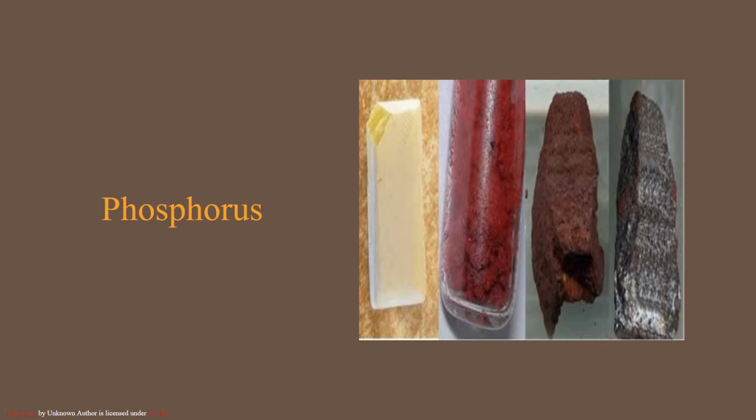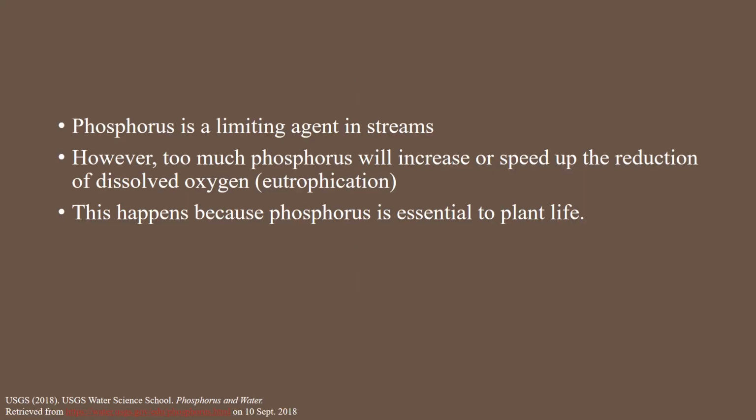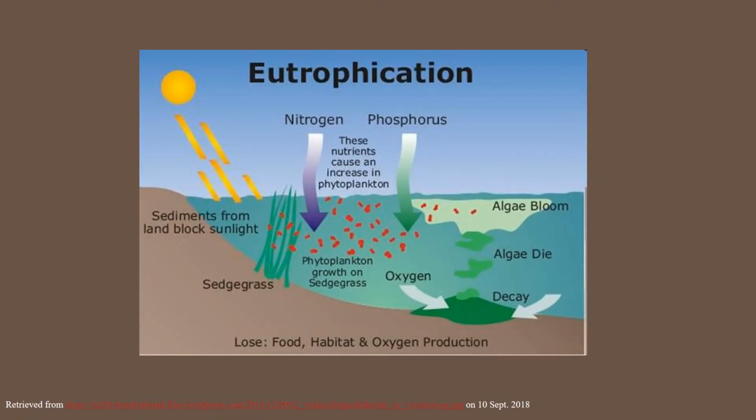So a little bit about phosphorus. Phosphorus is a limiting agent in streams, along with nitrogen. And too much phosphorus will increase or speed up the reduction of dissolved oxygen, and that's called eutrophication. And this happens because phosphorus is essential to plant life. Here on the next slide, I have a diagram of eutrophication.